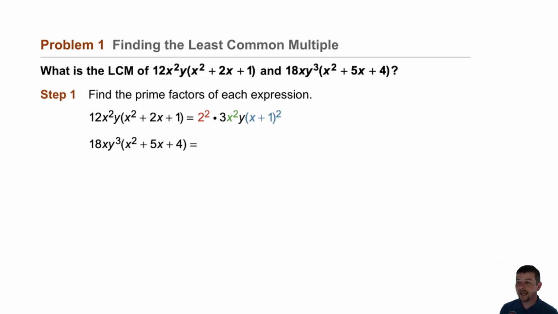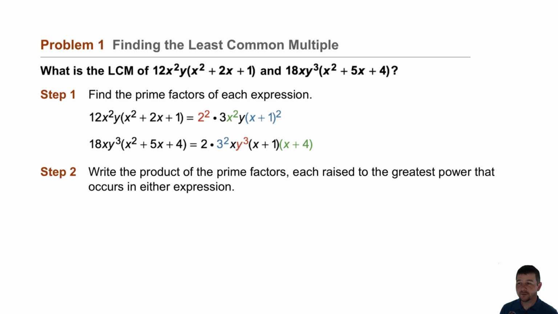Our other expression, 18xy cubed times x squared plus 5x plus 4, has a prime factorization of 2 times 3 squared times x times y cubed times the binomial x plus 1 times the binomial x plus 4. Step 2. Write the product of the prime factors, each raised to the greatest power that occurs in either expression. 2 squared times 3 squared times x squared times y cubed times x plus 1 squared times x plus 4.